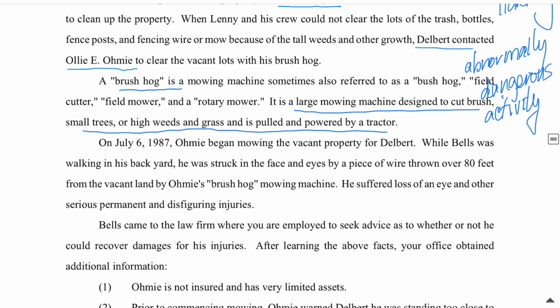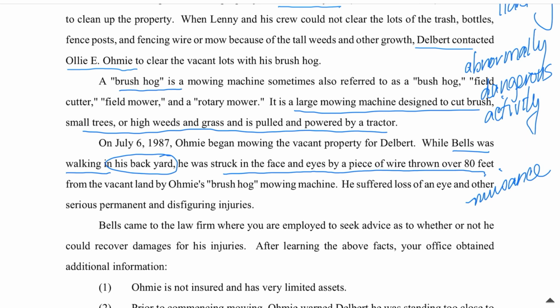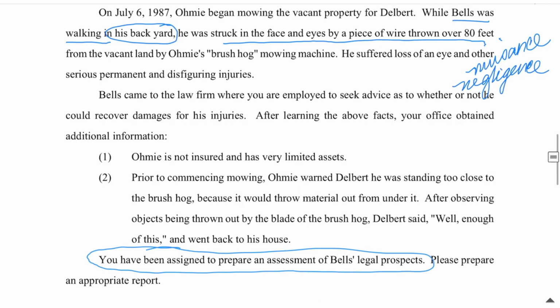The fact pattern continues with Omi beginning the work, and as Bells is walking in his own backyard, he is struck in the face by a piece of wire that was thrown over 80 feet from the land by Omi's brush hog machine. The facts state that Bells was in his own backyard. So here there's a nuisance argument, as well as possible negligence. The fact pattern continues to say that Bells suffers loss of an eye and other serious and permanent injuries. He wants to sue, and now you are tasked with preparing an assessment of his legal prospects.